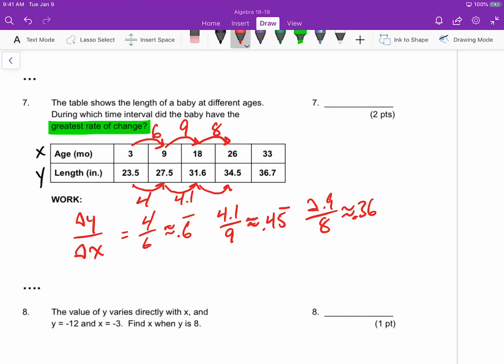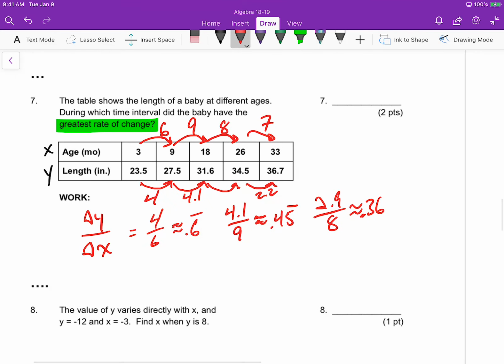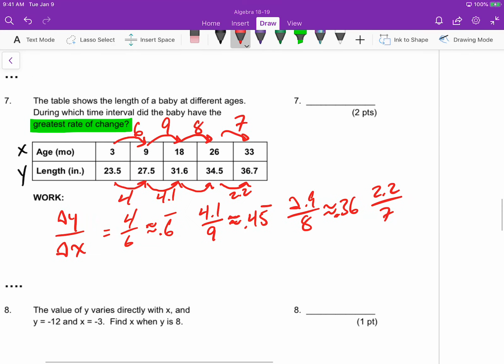So definitely lower. And then last but not least, another 7 months later, the baby only grew 2.2 inches. So you can tell the growth is really slowing down. And that's typically what happens with babies, to be honest. They don't grow as fast the older they get. And obviously, as you become an adult, sometimes you start to shrink a little bit. So that's about 0.31 inches.